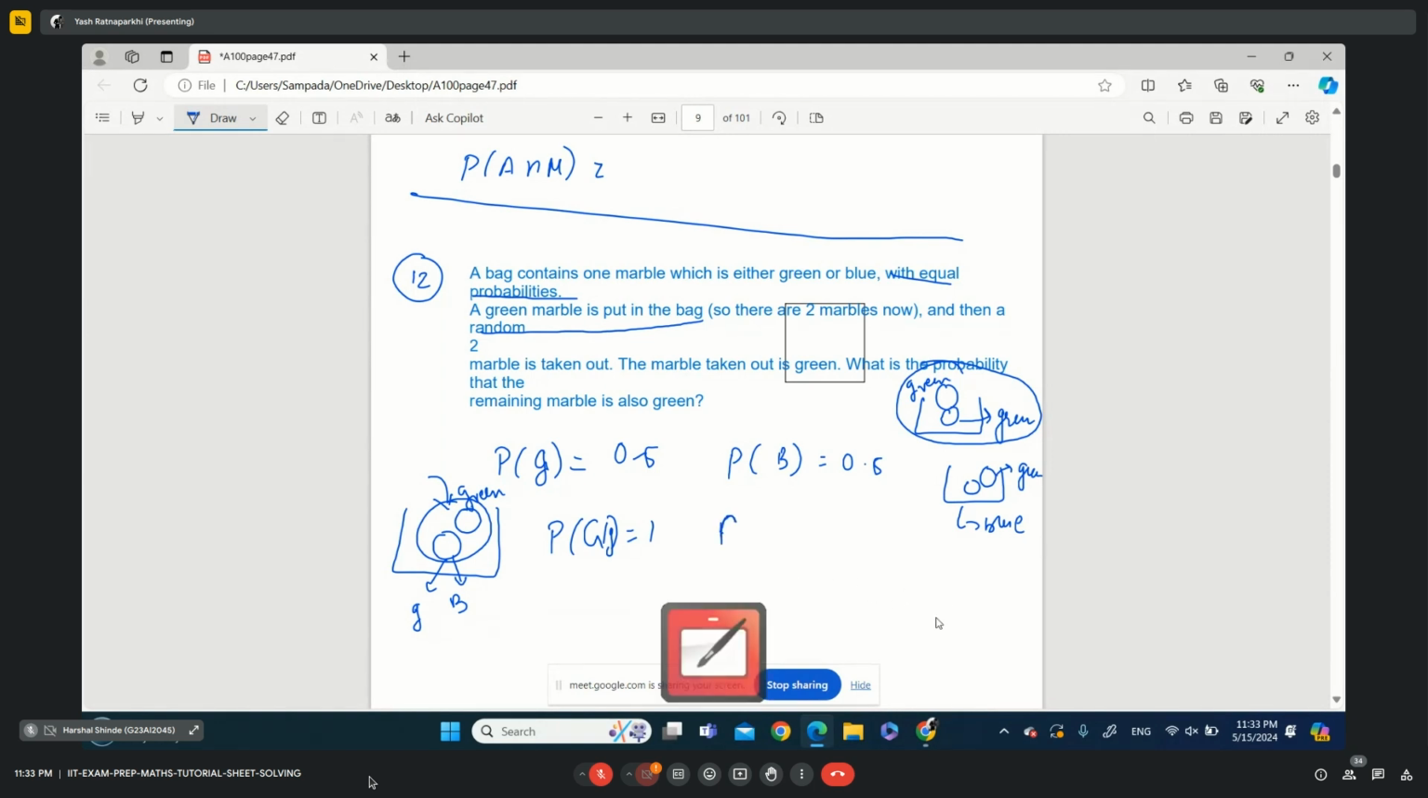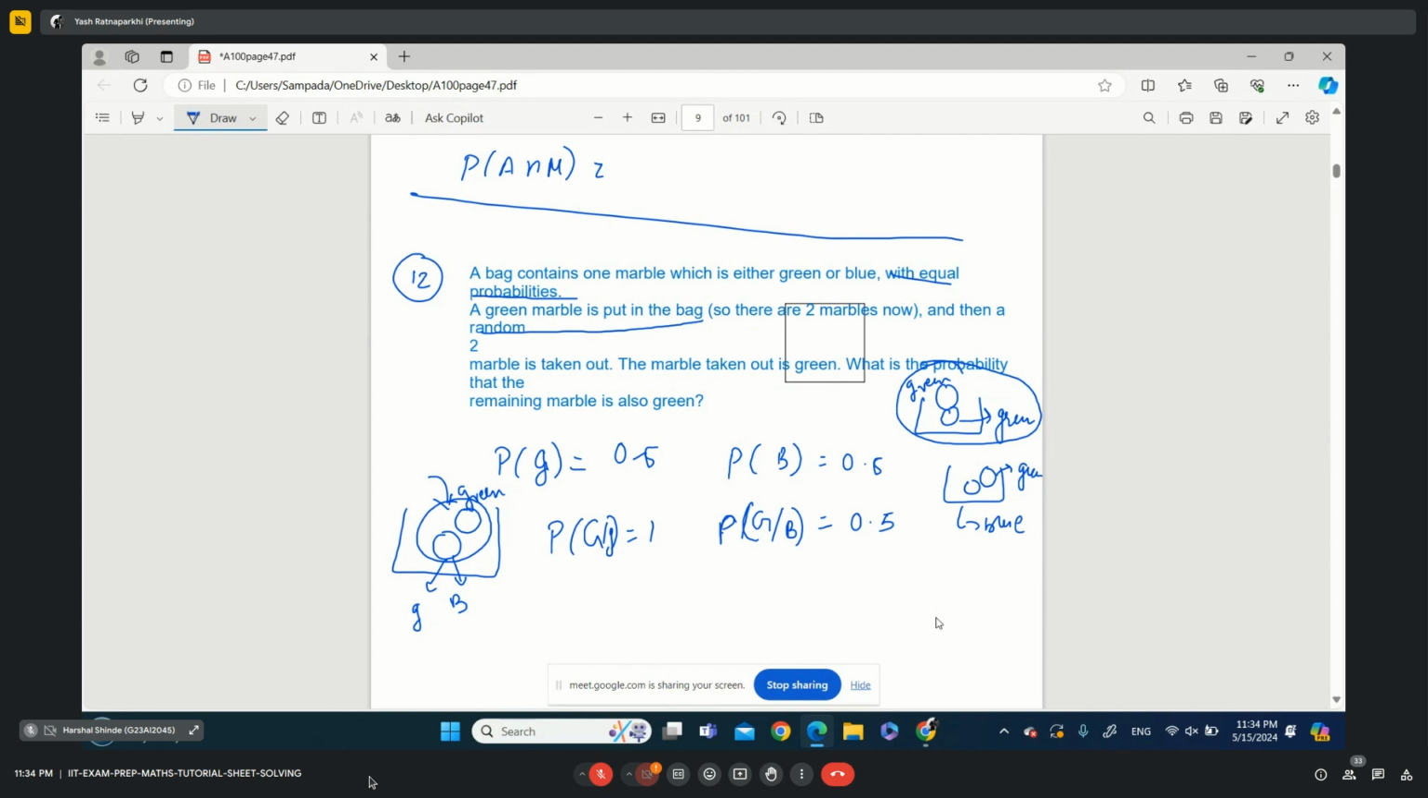Now the probability of drawing a green ball, given that the previous ball was blue, what will it be? Now look, in this case there is one green and one blue. What is the probability of drawing a green ball? It is again 0.5 only. 0.5. Correct.